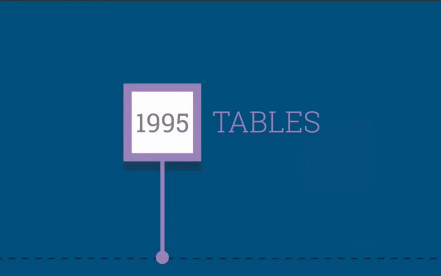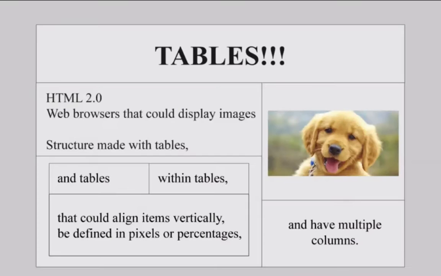In 1995, tables came into place. They came with HTML 2.0, and they were basically simulating newspapers. The idea was that web browsers now could display images. The structure of the web pages was made with tables and tables within tables. The magic about it was that you could vertically align things and you could have pictures in it. You could have multiple columns, and width could be measured in percentages now, not only pixels. And that was a big thing back then.